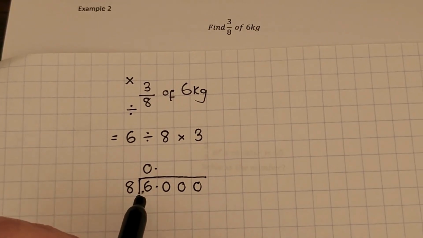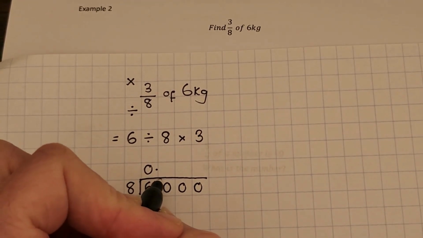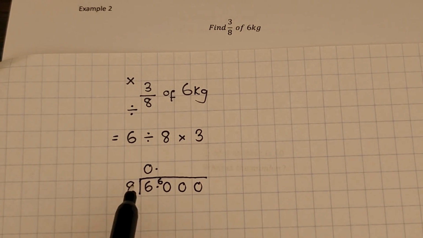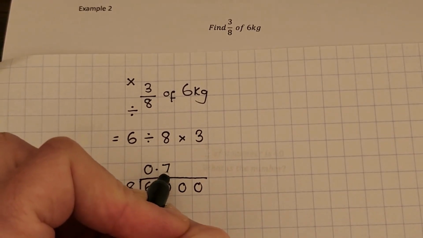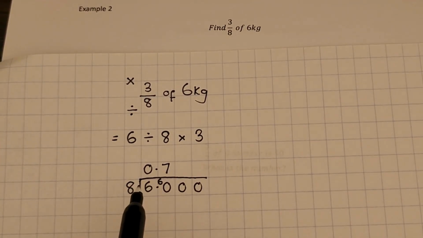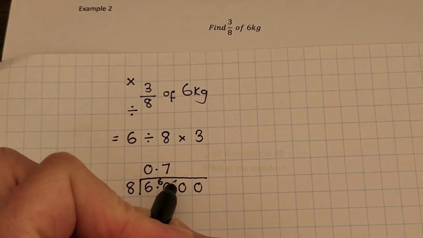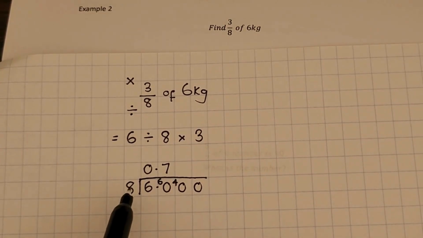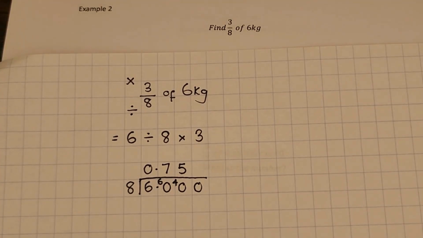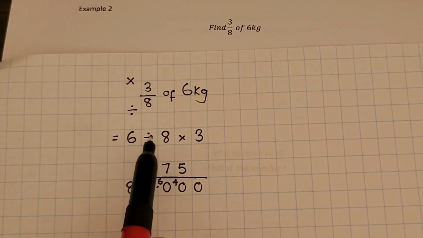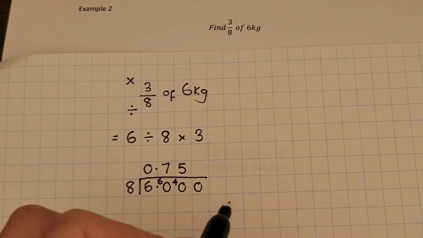So 8s into 6 didn't go, so we're going to now carry our 6. And then we go, right, how many 8s go into 60? And hopefully we can do our 8 times table. That takes me to 7. And I know that 7 times 8 is 56, so I've got a remainder of 4. And then how many 8s go into 40? That's quite straightforward, and that's going to be 5. So I can see there's nothing left over. So my answer for that first part of the calculation is 0.75.